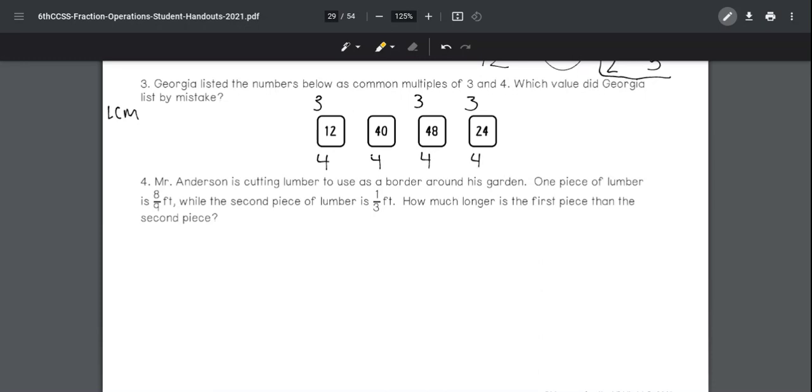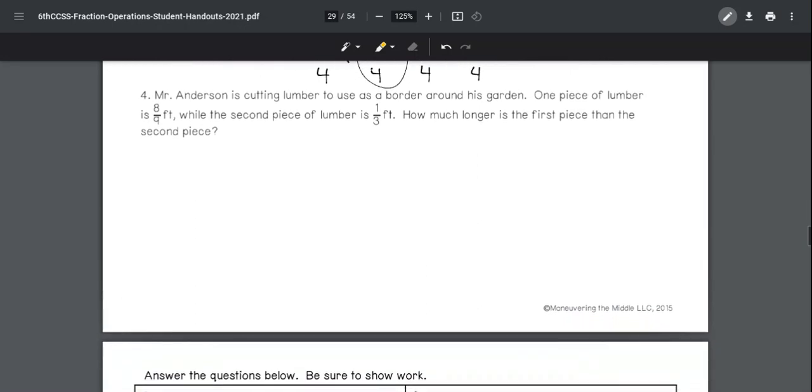My bad, I skipped up. So it says, which value did she list by mistake? Well, the mistake means that this number does not show up in both rows. The answer is 40. 40 does not show up in your 3's row, so it is wrong.